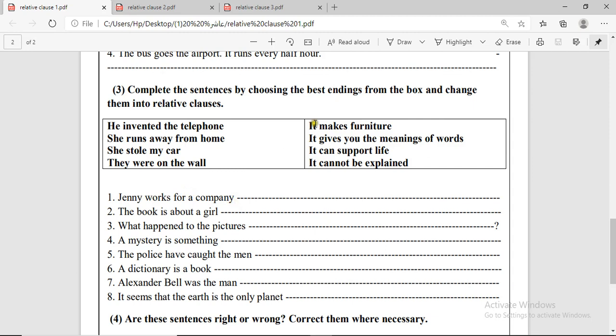Which makes furniture. We have to delete it because it refers to the company, and we made a main sentence, so we have to delete the pronoun. Jenny works for a company which makes furniture. Okay, the rest is homework.